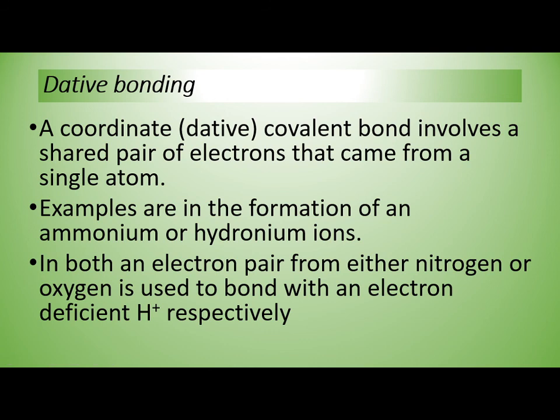Dative bonding. We're not yet done with covalent bonding. A coordinate or dative covalent bond involves a shared pair of electrons that come from a single atom. Examples are in the formation of ammonium or hydronium ions. In both, an electron pair from either nitrogen or oxygen is used to bond with an electron-deficient proton, respectively.